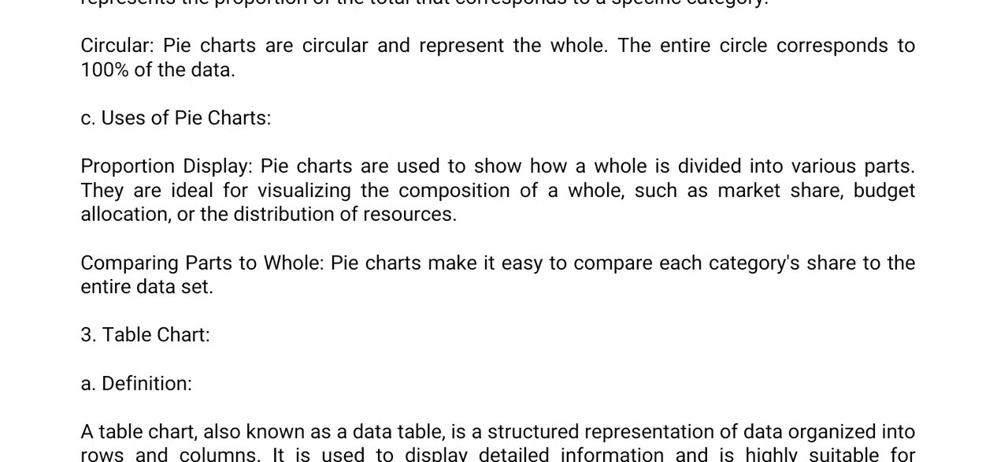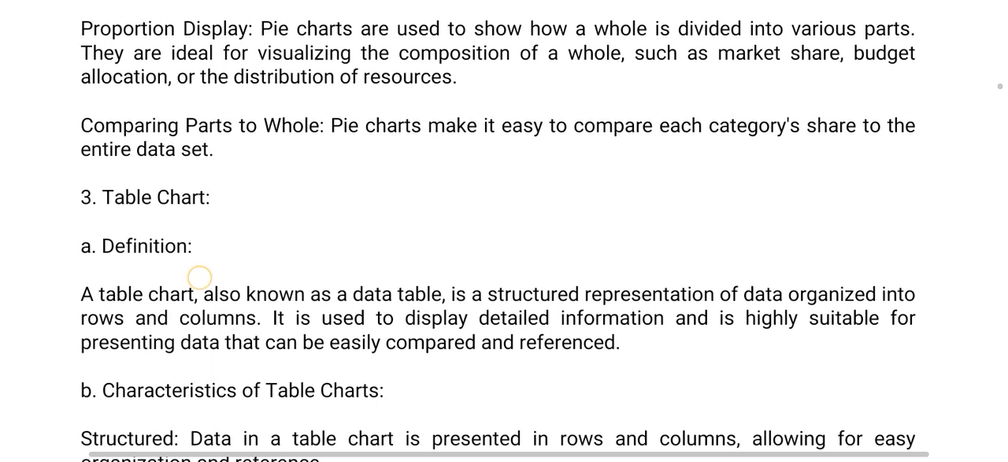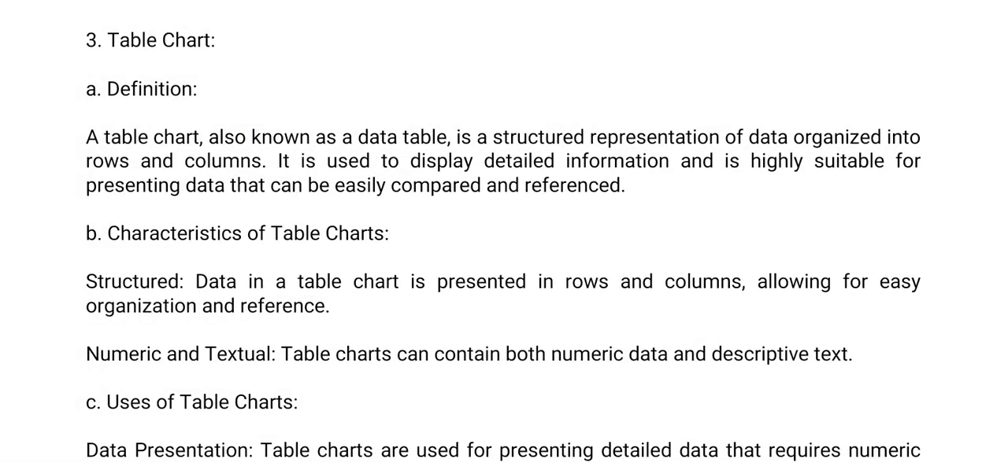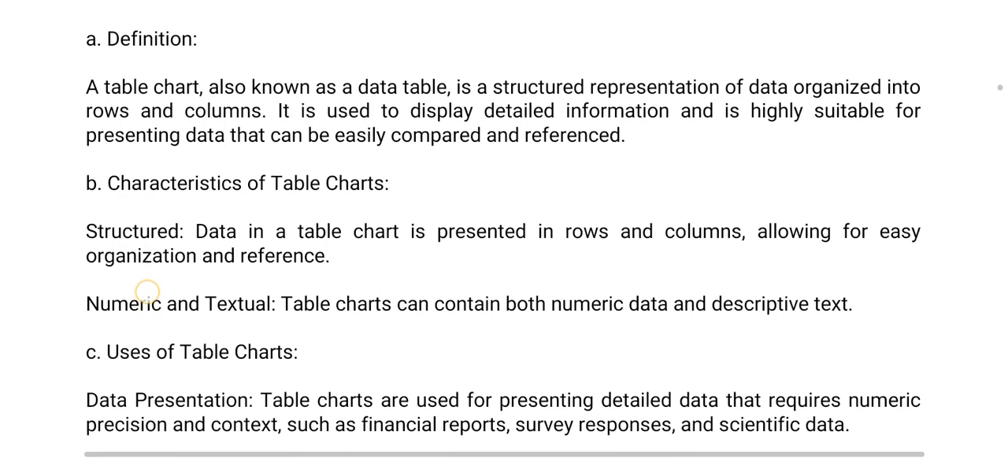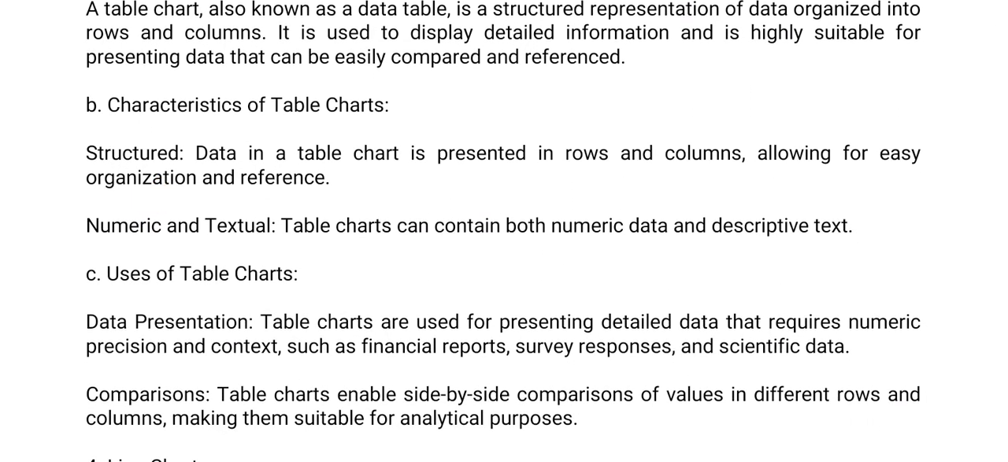Then table chart. A table chart, also known as a data table, is a structured representation of data organized into rows and columns. It is used to display detailed information and is highly suitable for presenting data that can be easily compared and referenced. And characteristics of table charts. Structured. Data in a table chart is represented in rows and columns, allowing for easy organization and reference.